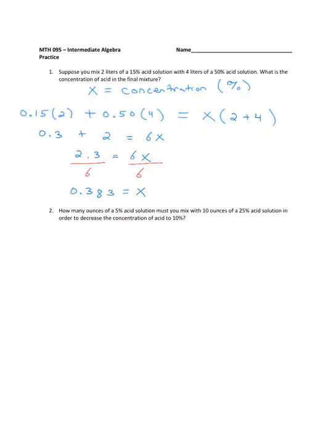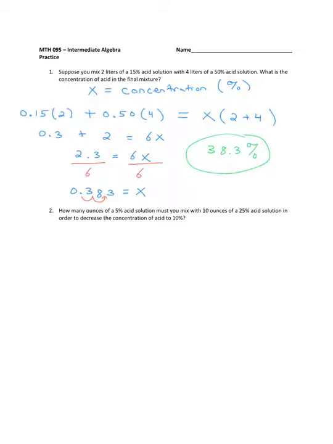Now this should be a percent, so what I'm going to do is convert my answer to a percentage by multiplying by 100. And this means my final answer is 38.3%. And this makes sense. I was expecting the answer to be between 15 and 50%. But furthermore, I also thought the answer would be closer to 50% than 15% because I have more of this stuff. So the answer makes sense, and that's it for the first question.